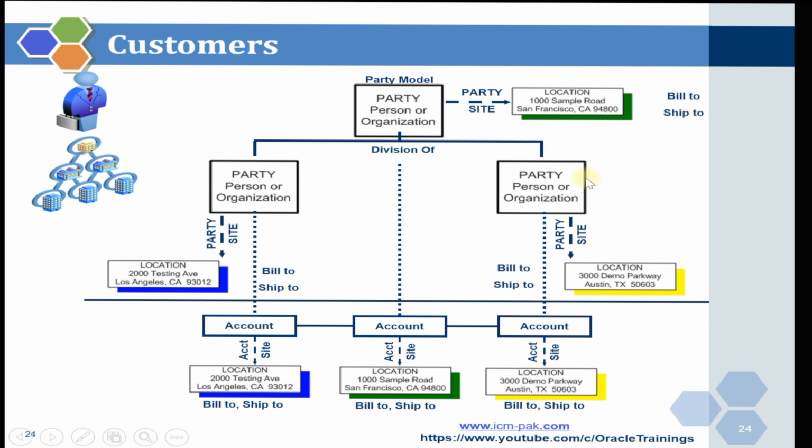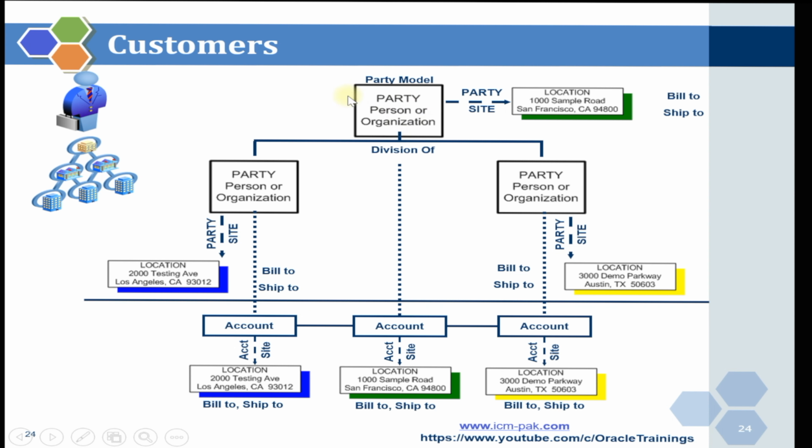Now we'll see the customers. Same like, for example, we have suppliers, we have customers here. So in the suppliers we have supplier sites, here in the customers we have customer sites also. For one customer we can have one or more sites, and for each site we can have multiple accounts.